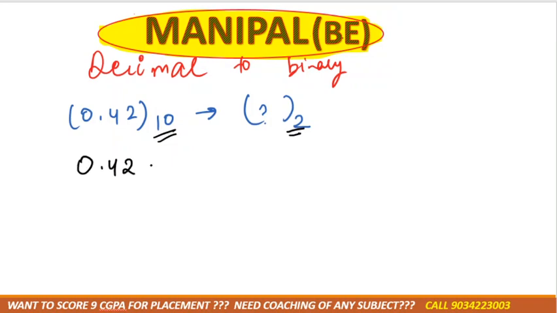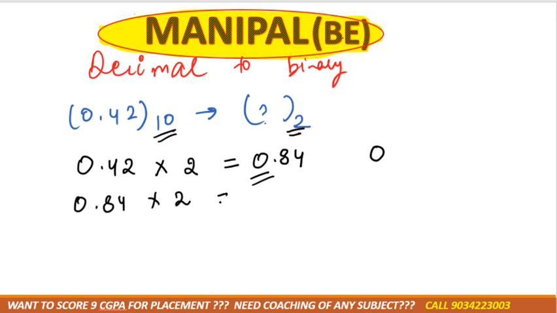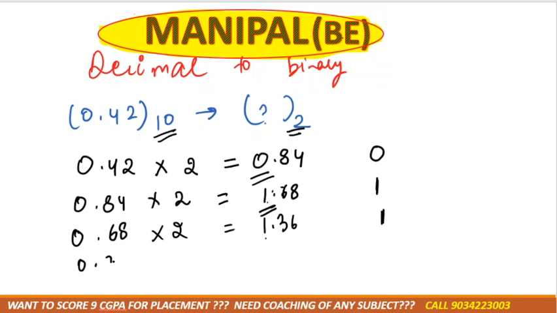0.42 we need to convert it into the binary form, so we'll multiply it by 2. It would be 0.84. Now the 0 term we'll write it like this. Again we'll do 0.84 multiplied by 2, how much is it? 1.68. Again we'll write down 1 over here. Now again we'll write down not 1.68, we'll write down 0.68. Multiplied by 2 it would be 1.36. Again 1 over here. Again 0.36 multiplied by 2, that would be 0.72.